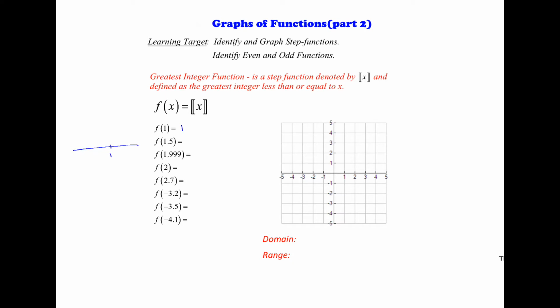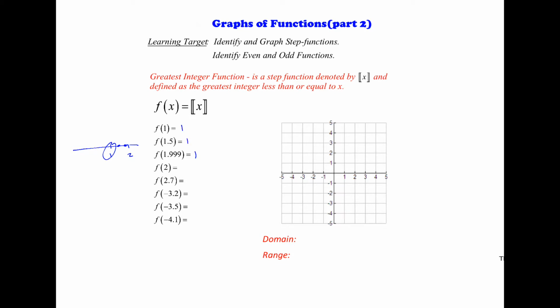So here's 1, here's 2, here's 1.5. So what's the greatest integer less than or equal to 1.5? Well, 1.5 is not an integer, so you got to go to the left to find the greatest integer less than that, which is 1 again. And even at 1.999, or really even close to 2, it's still not 2 because it's less than that, so it has to be 1. So everything between 1 and 1.99999 is always going to get back to 1. So your answer at the end is always going to be an integer.